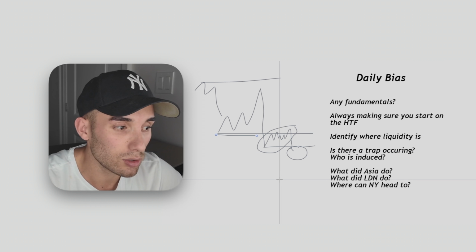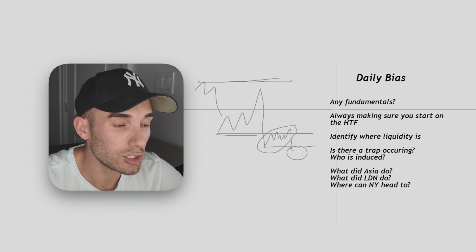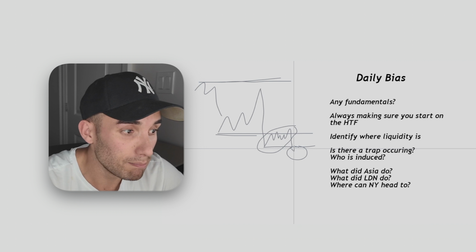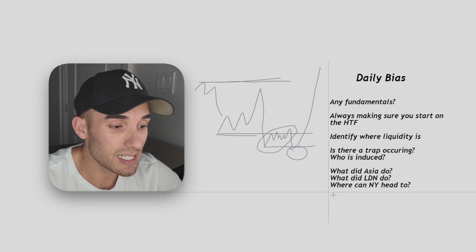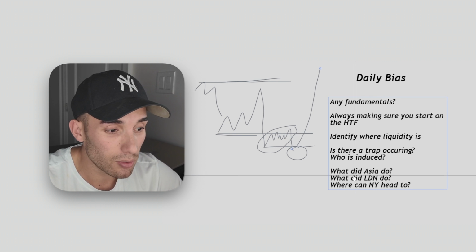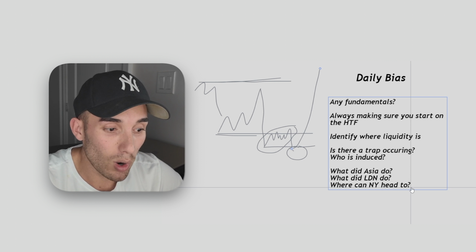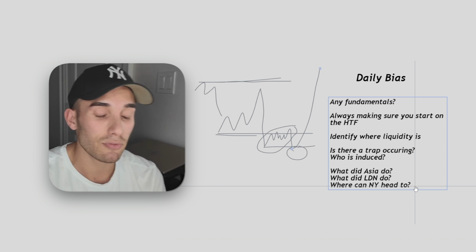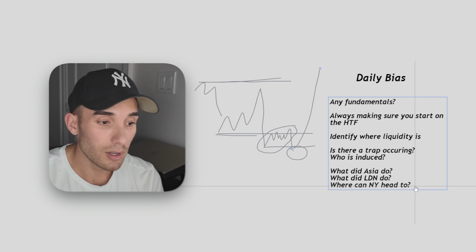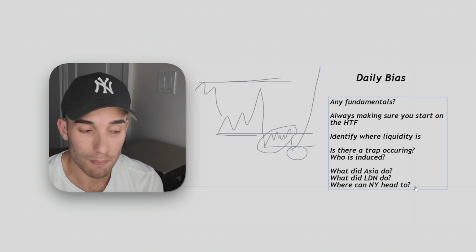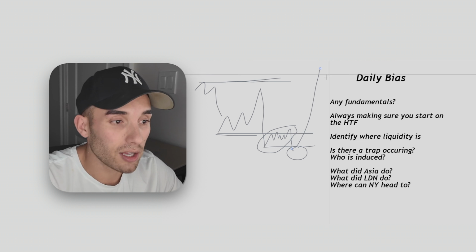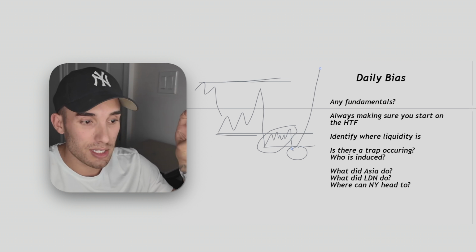Since we have taken out lows to the left-hand side, we have a draw on liquidity to the upside. You can maybe predict that New York is going to go bullish the rest of the day. So that's just an example of asking yourself, what did Asia do? What did London do? And where can New York head to? Of course, this is an example for myself, I'm a New York trader. For you guys that trade London, you want to hop on the charts and just ask yourself, what did Asia do?